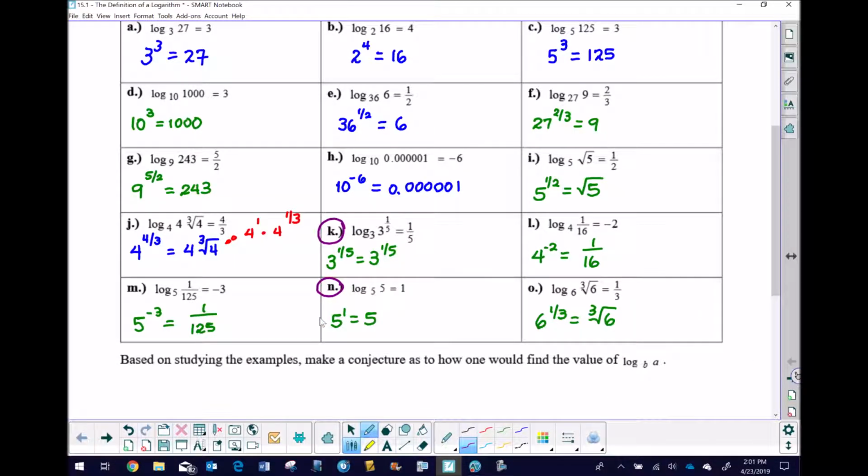Now, it says here at the bottom, based on studying these examples, make a conjecture as to how one would define or find the value of the log base b of a. So if we look at this, what is the log base b of a? Every time, if you guys look at the right side of all of these equations, all of those circled black numbers end up being where in the next step?